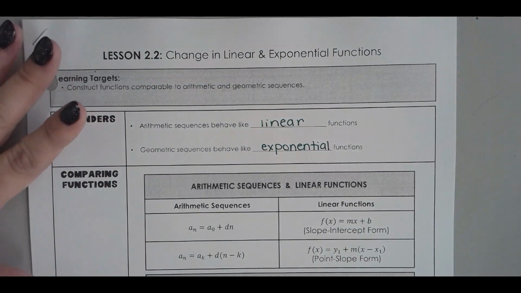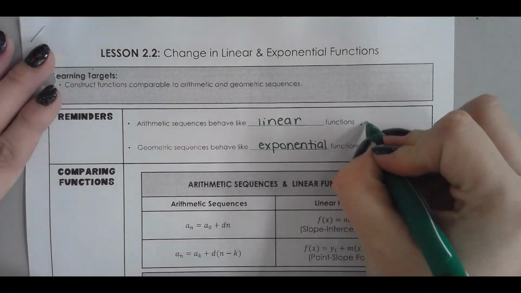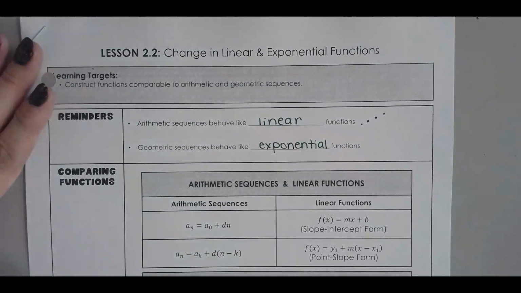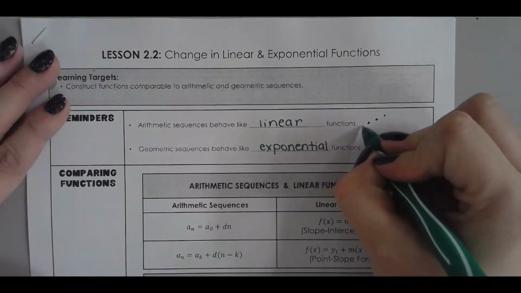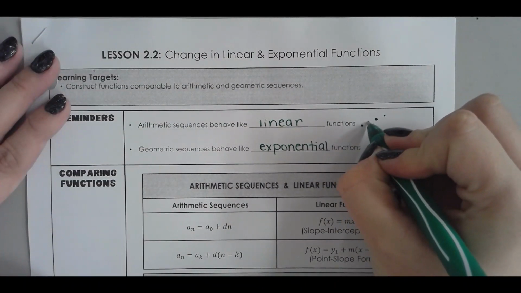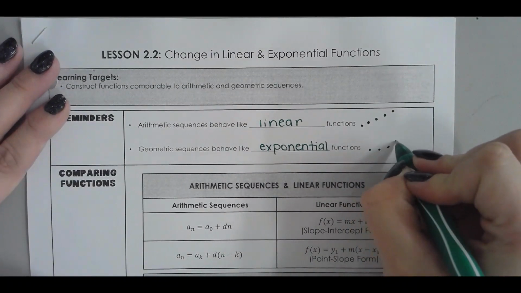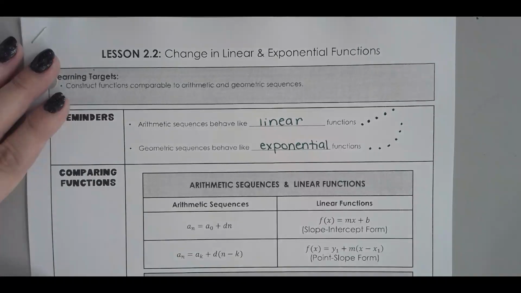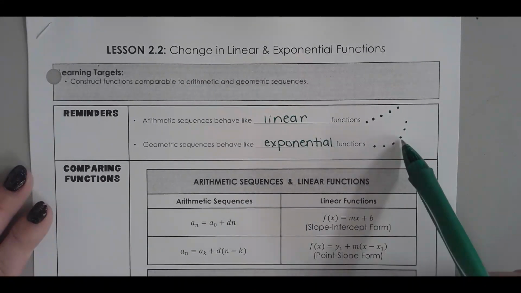And when we're graphing sequences, we just do points. We don't connect the lines. So this would be linear. And then exponential would be something like that. So it starts out slow and then it goes whoosh.